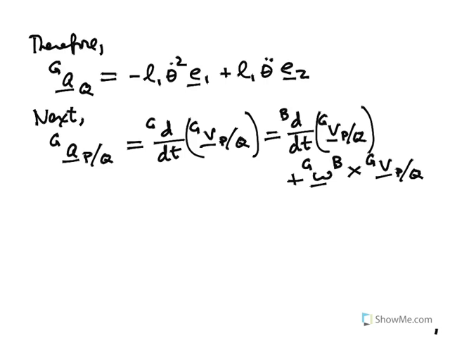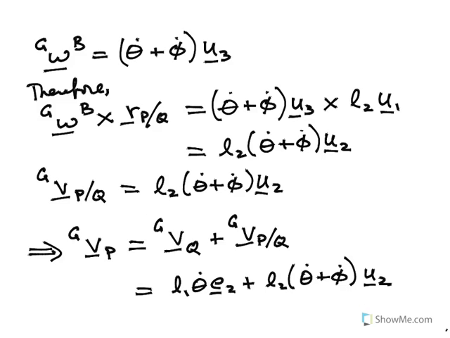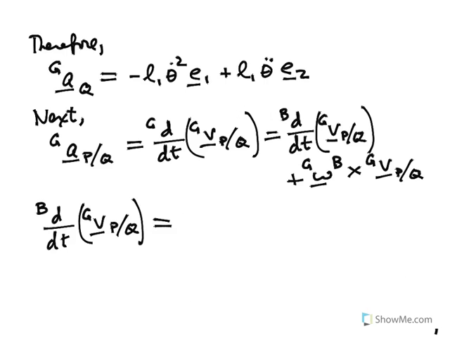Now let's go through these calculations. d dt in B of the velocity of P relative to Q in G is equal to, well, if we go back to the expression for the velocity of P relative to Q in G, it's L2 times (theta dot plus phi dot) times U2. L2 is constant and U2 is fixed in B. So I get L2 times (theta double dot plus phi double dot) times U2.